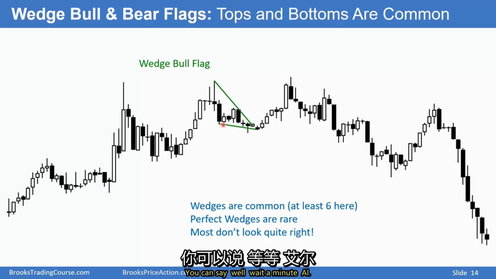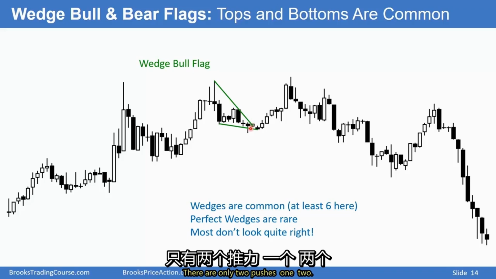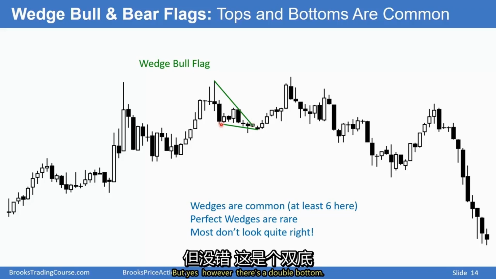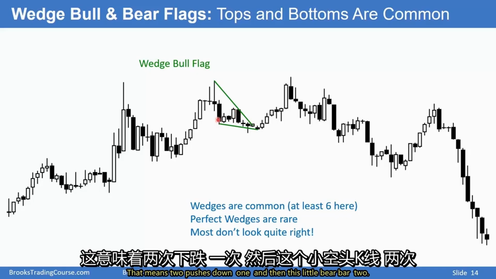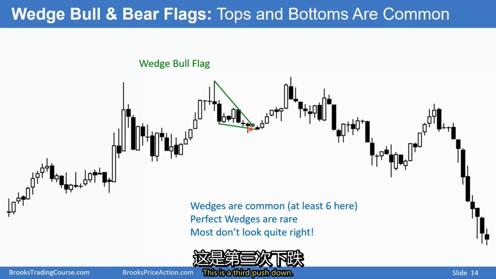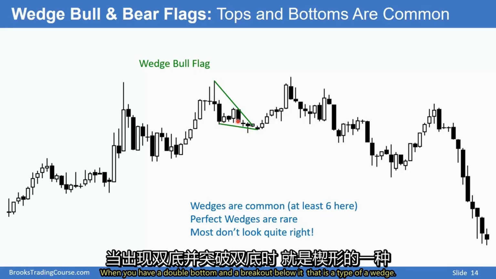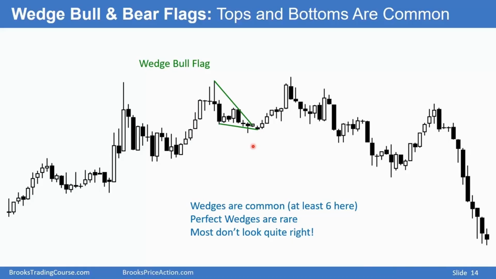You can say, well, wait a minute, Al, there are only 2 pushes, 1, 2. But yes, however, there's a double bottom. We tried to go up here. We tried to go up again. We have 2 reversals up, 1 and then 2. That means 2 pushes down, 1, and then this little bear bar, 2, and this is a 3rd push down. When you have a double bottom and a breakout below it, that is a type of a wedge.